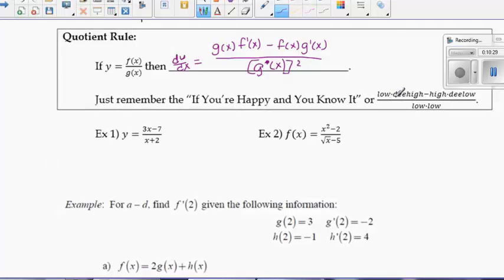Low, bottom times the derivative of the top, low D high, minus high D low, all over low times low.